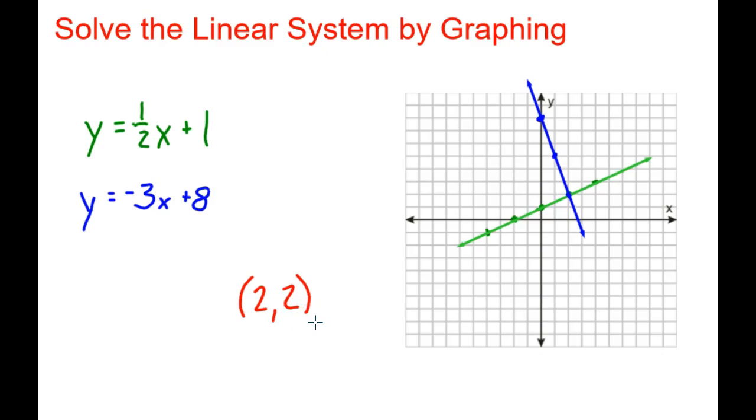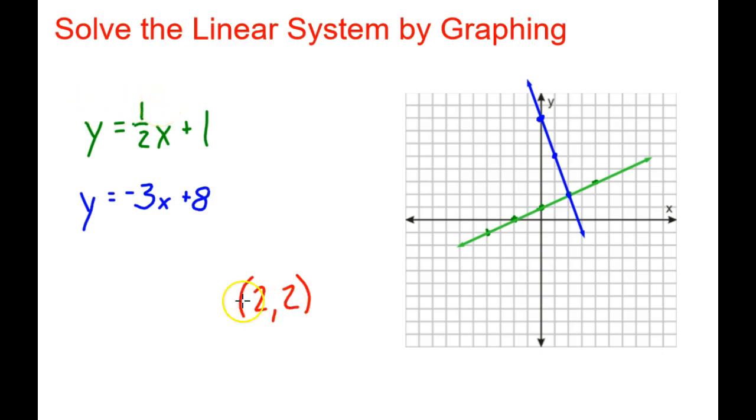So one thing we should do after using the graphing method, we could easily make a mistake when we graph. We want to plug in these x and y values to each of the equations to make sure we get a solution that works. So if I plug 2 in for x in the first equation, I would have 1/2 times 2, which is 1. 1 plus 1 gets me a y value of 2. So I quickly plug those values in. I get a statement that's 2 is equal to 2.